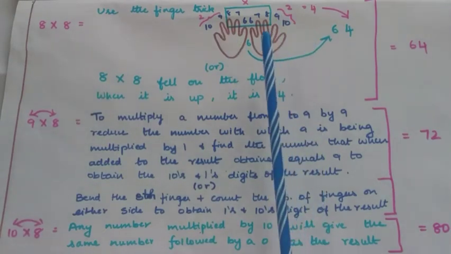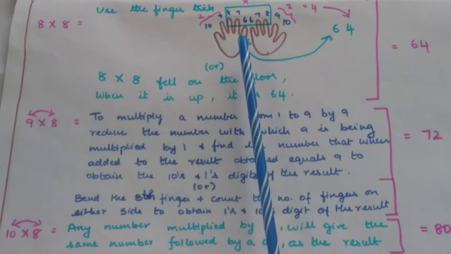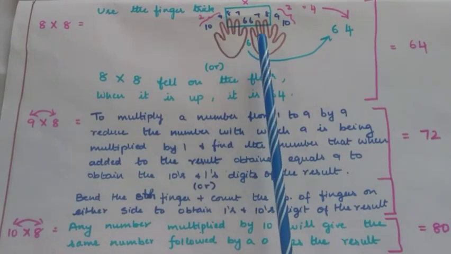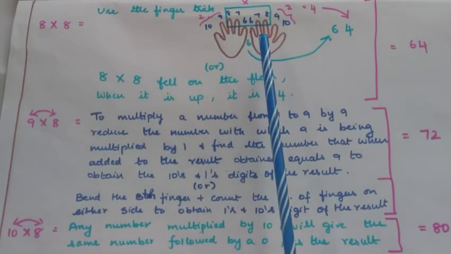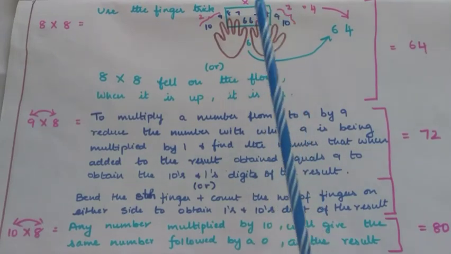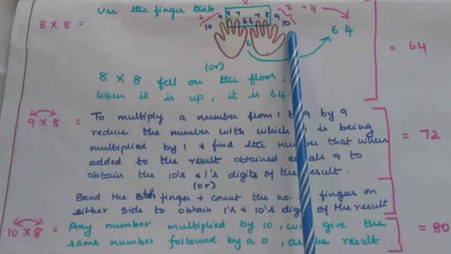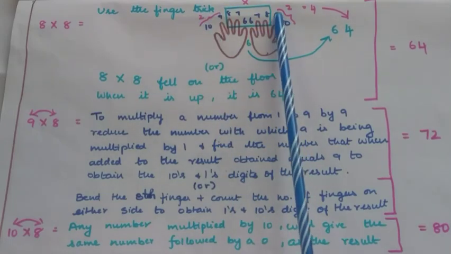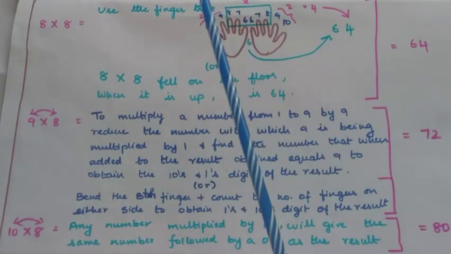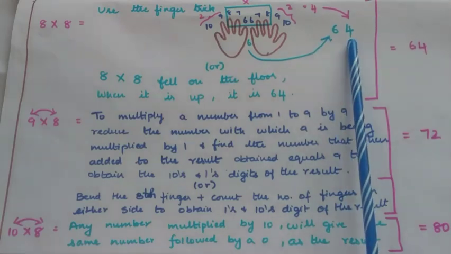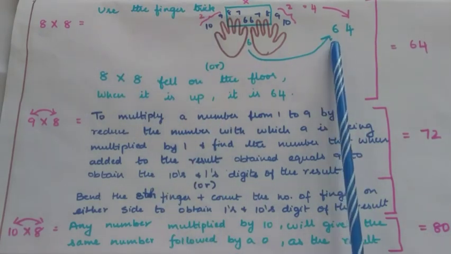You need to put up all your fingers and rotate your hand to touch the fingers that have been numbered 8 on both hands, and count the number of fingers in between those fingers, including the fingers that have been touched, to obtain 6. Then find the number of fingers that are on either side of the fingers that have been touched and multiply those numbers to obtain 4. So when you club these both, you obtain the result of 8 into 8, which is 64.